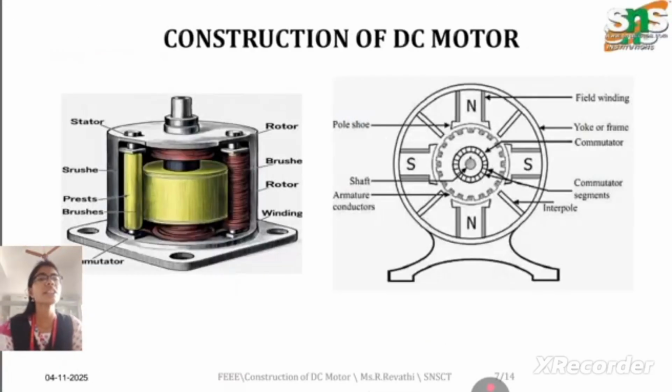So the construction of a DC motor consists of north and south poles. The energy which is given to the motor is electrical energy, which is converted into mechanical energy. The components present in a DC motor are field winding, yoke or frame, commutator segment, interpole, shaft, armature conductors and pole shoes, which are the major components of a DC motor.